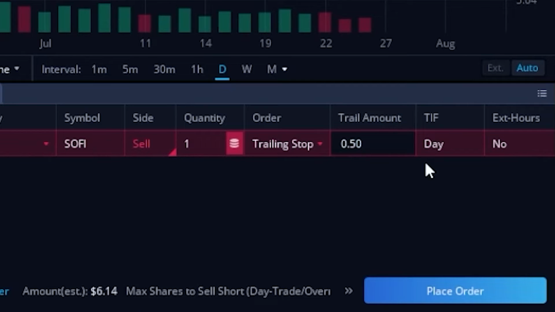So let's say it does. Let's actually say SoFi runs up to $7 without ever dropping down 50 cents. That would actually mean that my stop moved up as well, all the way up to $6.50, 50 cents below that new high. Then if SoFi were to ever actually drop 50 cents, and in this case it would mean going back down to $6.50, a market order would get submitted and get me out of the stock immediately.